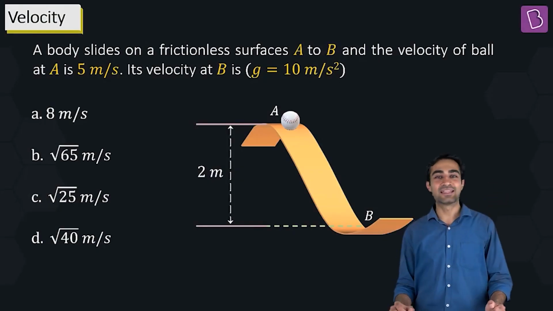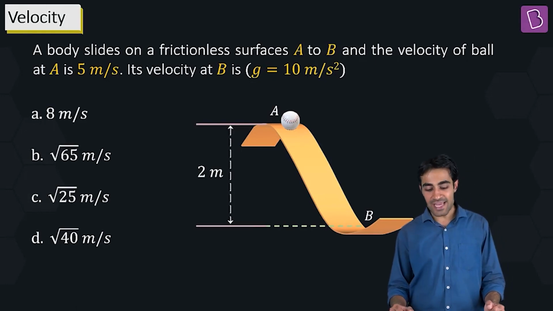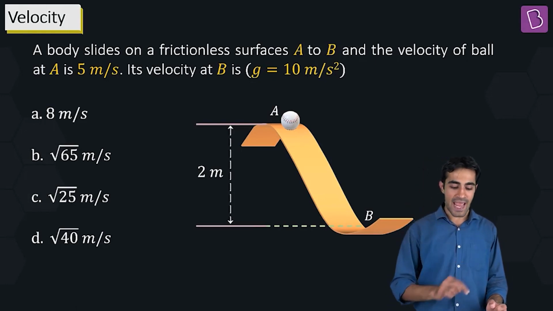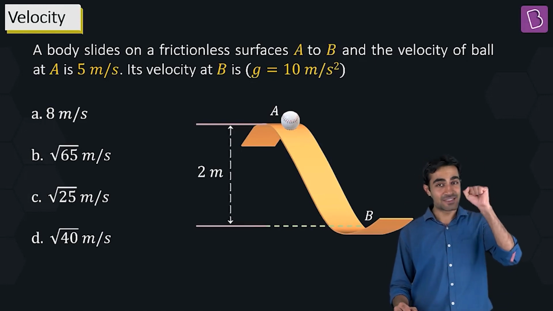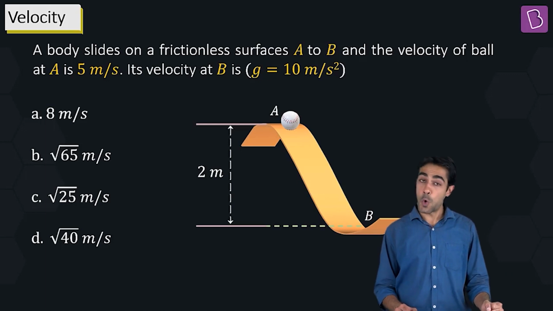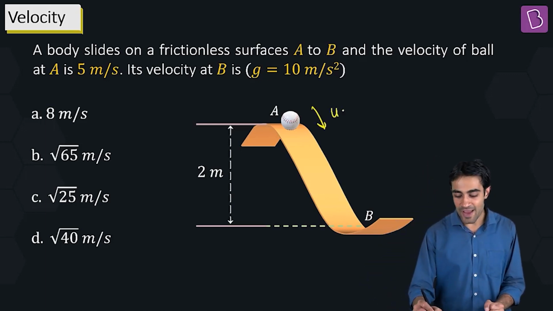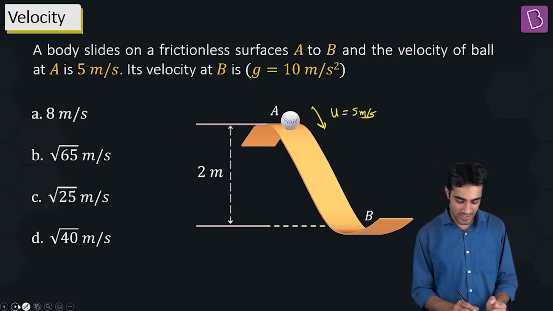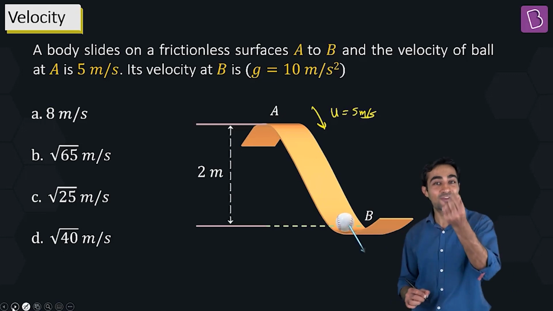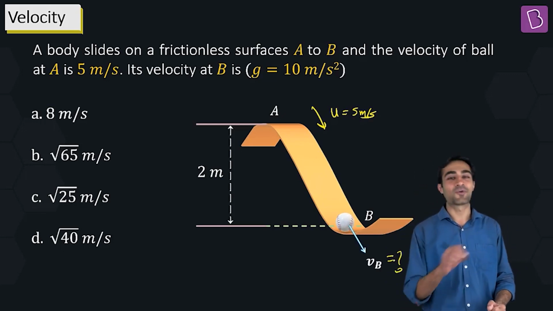Let's have a look at this awesome question. A body slides on a frictionless surface A to B, and the velocity of the ball at A is 5 meter per second. Its velocity at B is. So what is given? The speed at A is given, it is 5 meter per second. Good? Good. And when the ball comes down like this, it reaches point B.